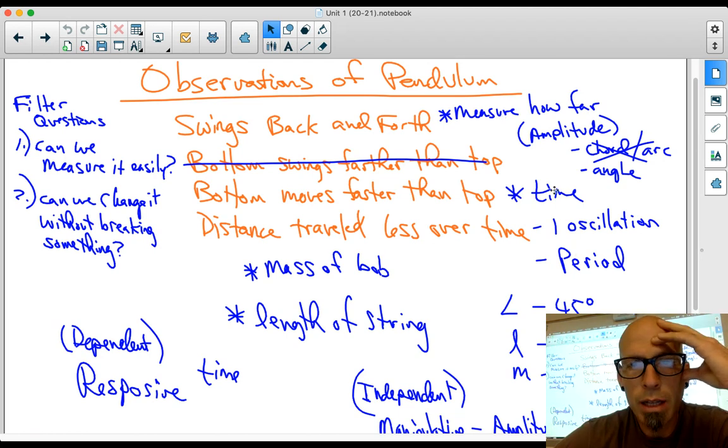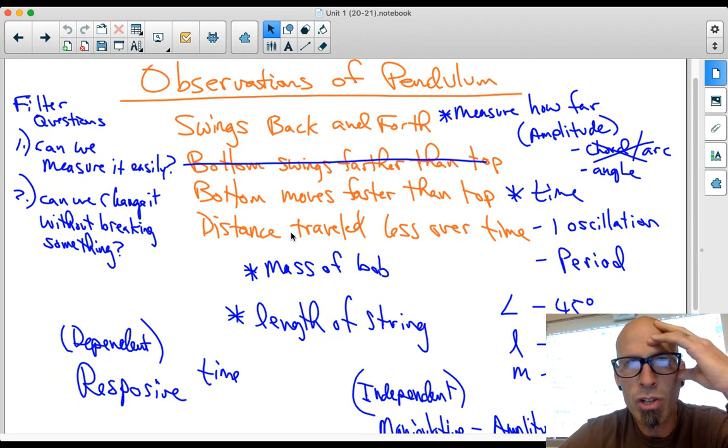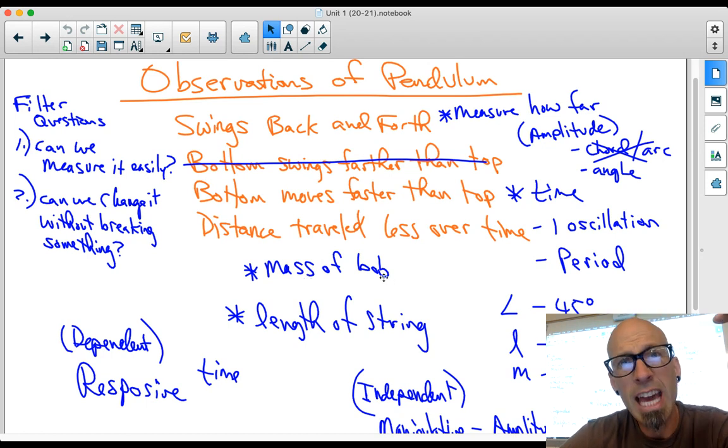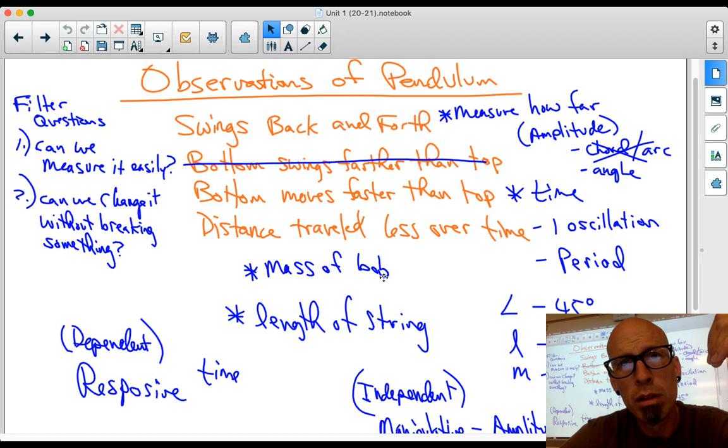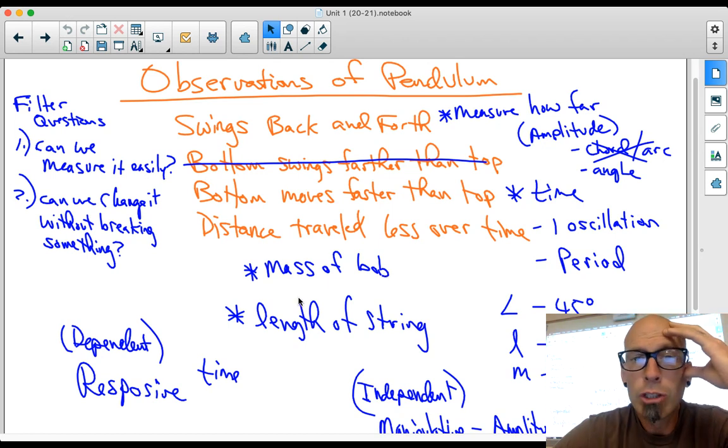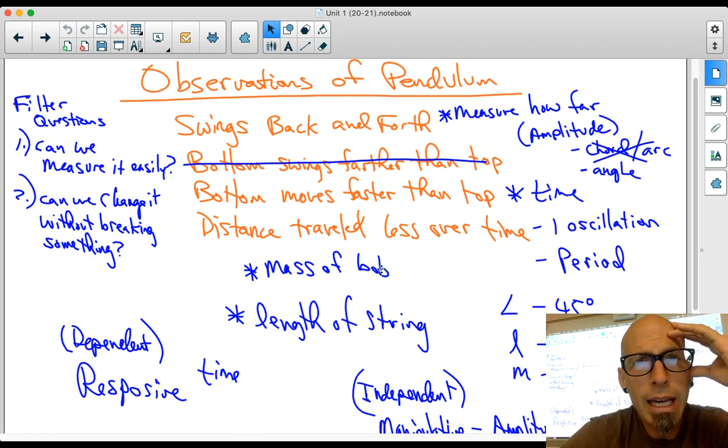The time it takes to oscillate once. Then I asked, is there anything else that we can change about the pendulum that might affect how it behaves? And someone suggested the mass hanging on the string, which is actually called a bob. The mass at the end of a pendulum, a string that's swinging back and forth, is called a pendulum bob. And so if you change the mass of the bob, could that change how the pendulum behaves?